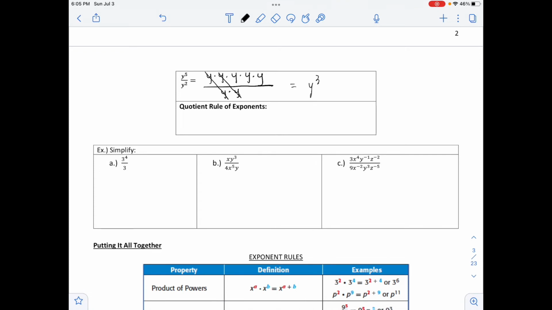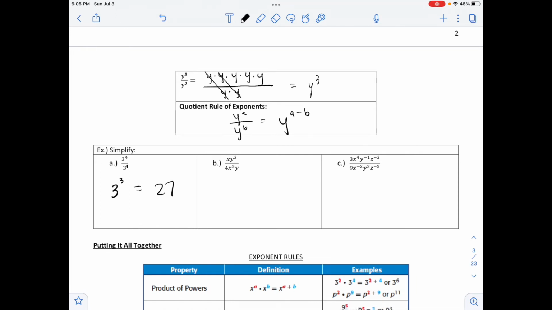And so writing this in general, we can say y to the a over y to the b is going to be y to the a minus b, which is what we got up above. 5 minus 2 is equal to 3. And so we have an example right below that says 3 to the fourth over 3. And so that's 3 to the first. And so subtracting this, we would have 4 minus 1 is going to be 3 to the third, which works out to being 27.